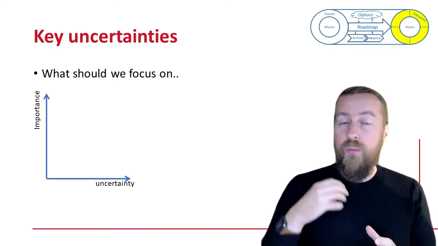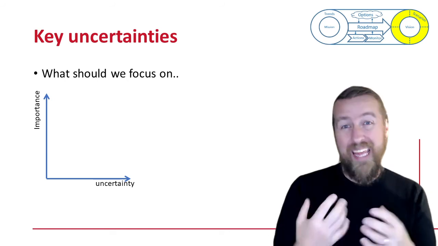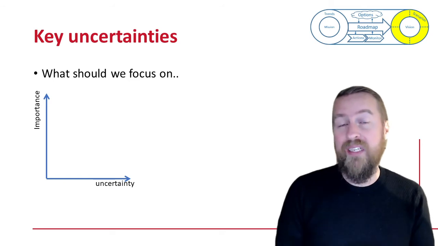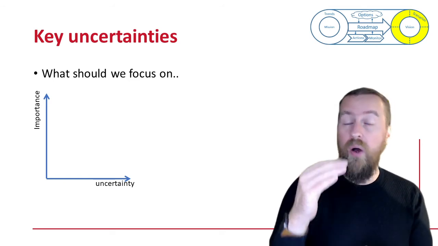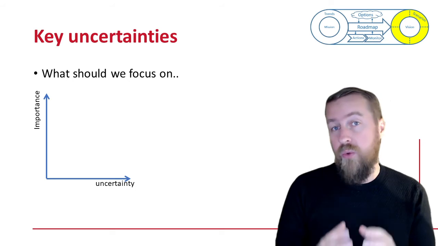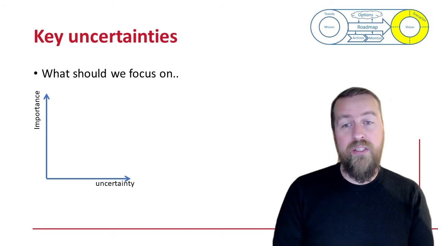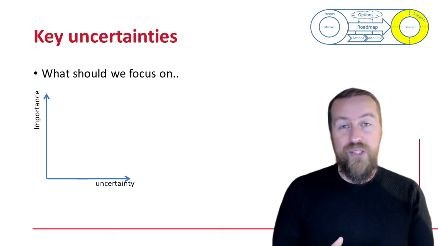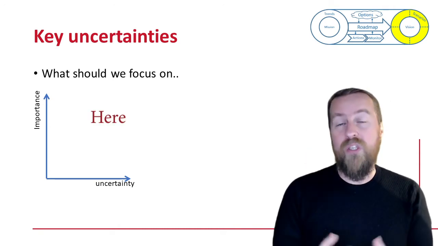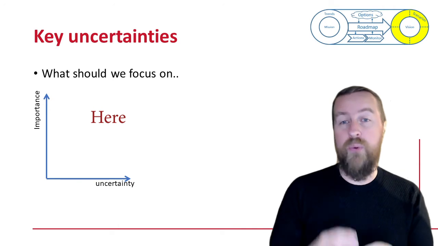Why do we do this? Well, primarily because we want to work with things which have importance or impact on our organization, but we also want to work with the things which can go either really well or really bad, which means there is a high uncertainty. We actually don't know what is going to happen, and therefore we need to take it into consideration. So, key uncertainties are things that are both important and uncertain, and those are the ones that we will focus on in creating our strategic scenario framework.